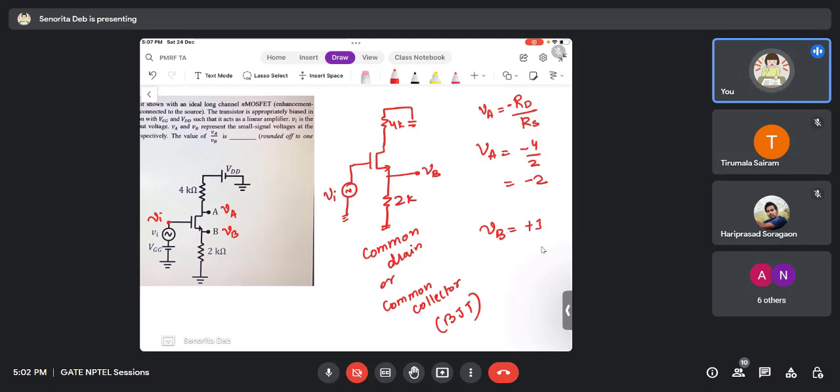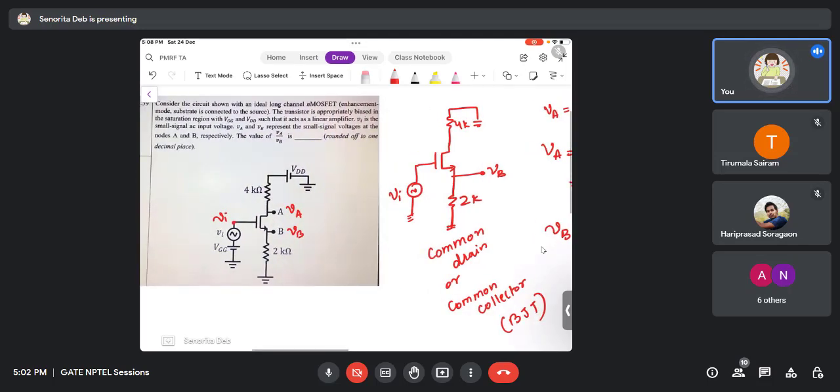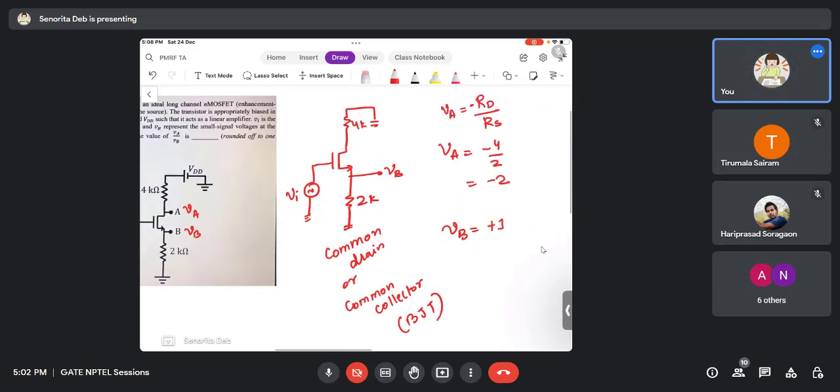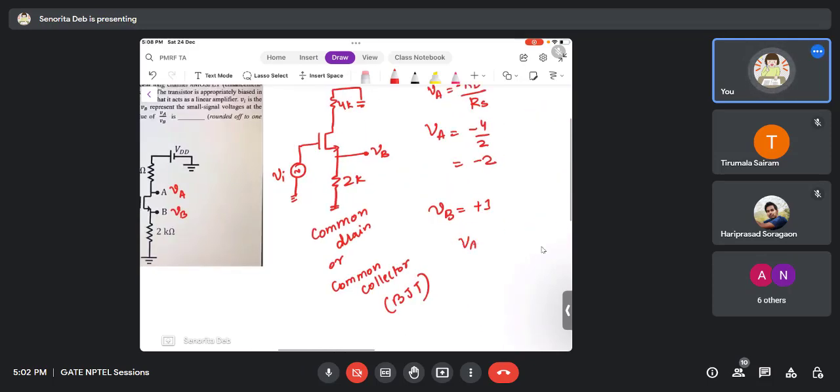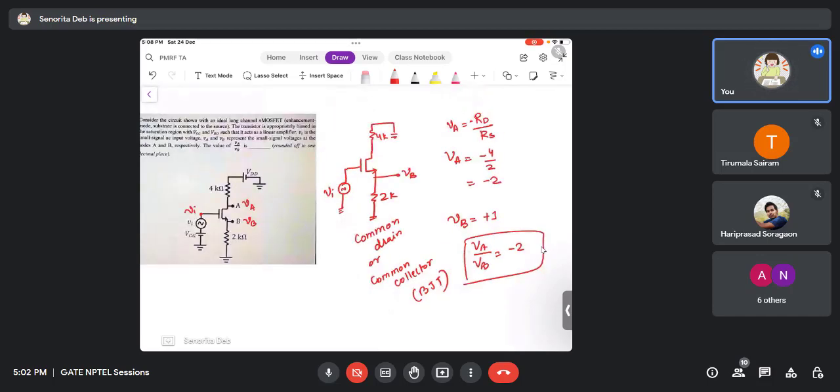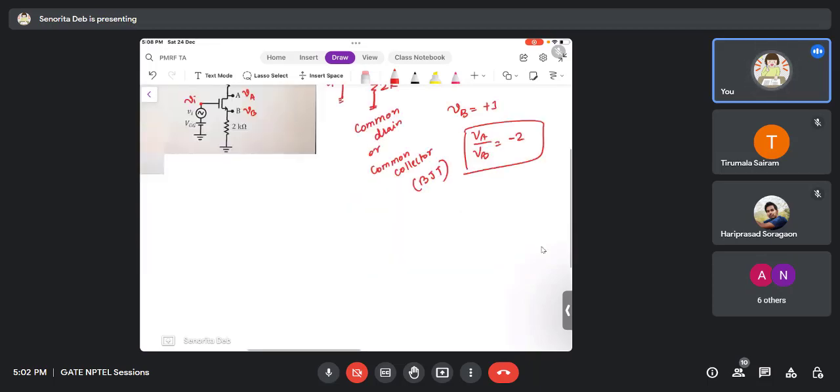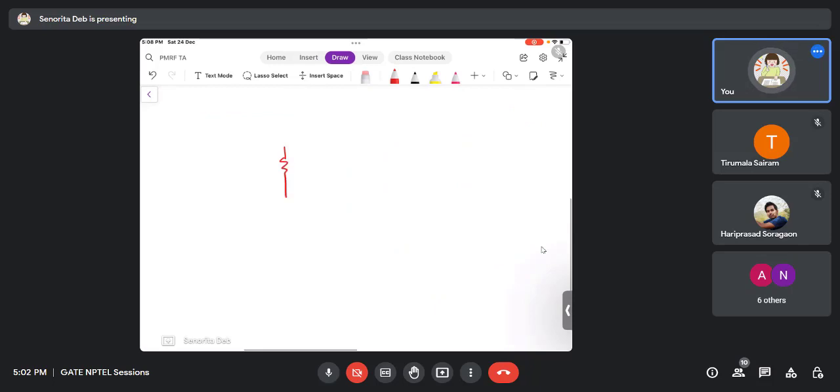That is a maximum value. It is always less than 1. But since in the question there is nothing else given, I'm taking that to be 1. So now my ratio, VA by VB, is nothing but -2. Answer. That's it. Nothing else to be done. Wasn't it simple? So all you need to do is you need to know the configuration.